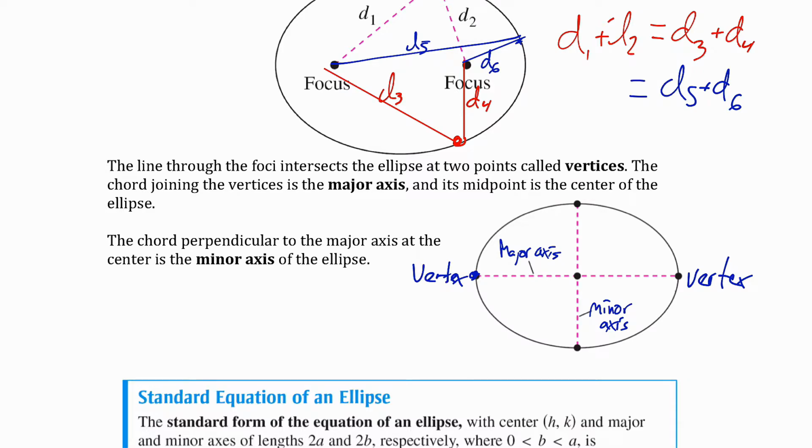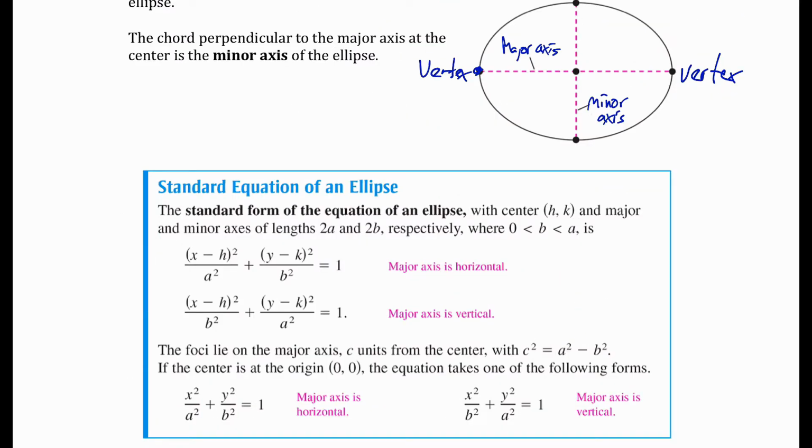Now the standard equation of an ellipse depends on whether you're dealing with a horizontal or vertical major axis, just like we had horizontal and vertical axes for our parabolas. So we have the standard form of the equation of the ellipse with center at (h, k) and major and minor axes of lengths 2a and 2b respectively. In other words, this whole length right here is 2a, which means half of it would be a. And for the minor axis, the whole thing is 2b, which means half of it would be b. So it's going to be (x minus h) squared over a squared plus (y minus k) squared over b squared, that whole thing equal to 1.